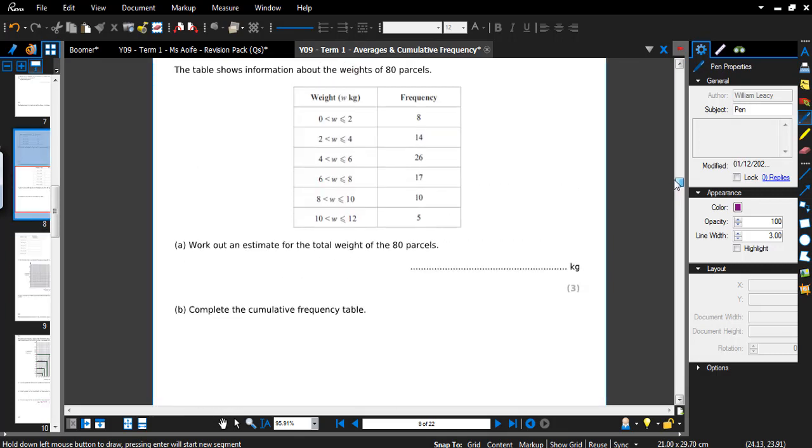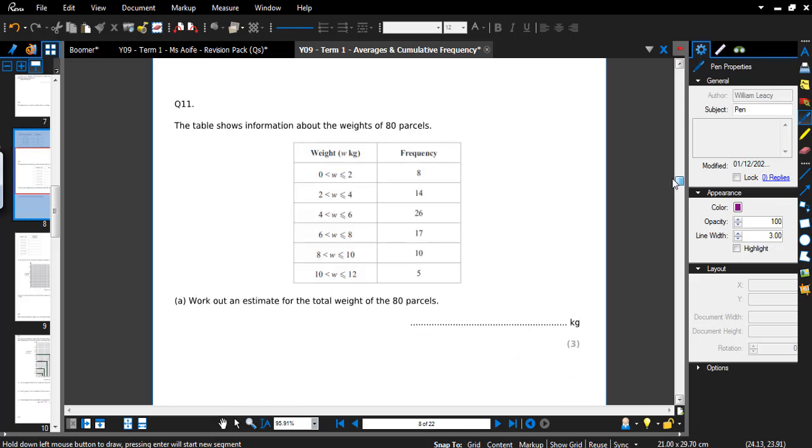Alright, let's do this one. Question 11. Work out an estimate for the total weight of 80 parcels. So estimate is the key word. We've 80 parcels. 8 of them are between 0 and 2 kilos. Well, all 8 of them could be 1 kilo. All 8 of them could be half a kilo. Or we could have 1 is half a kilo, 1 is 1.4, 1 is 1.8. We don't know. So as an estimate, we just go right in the middle.